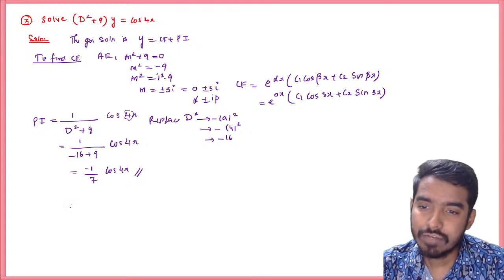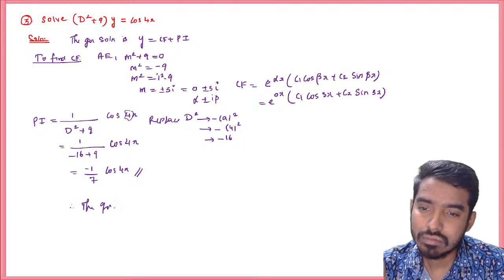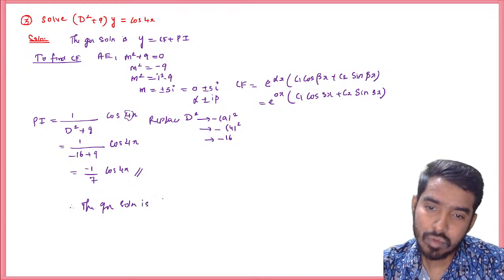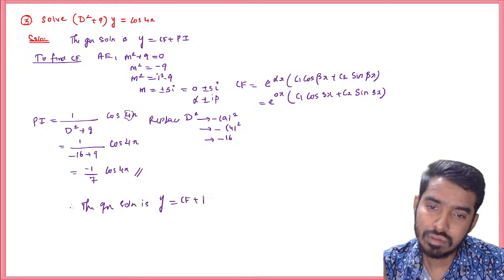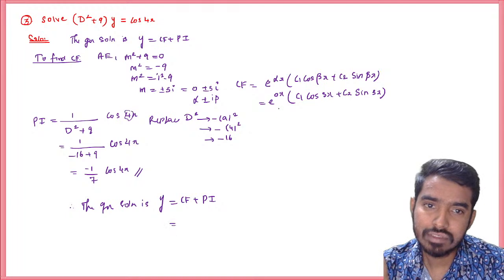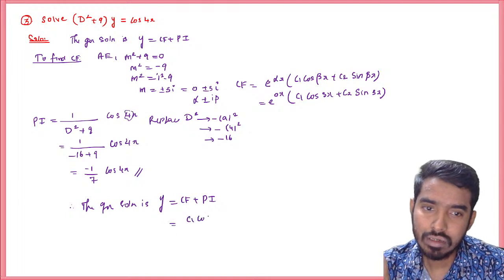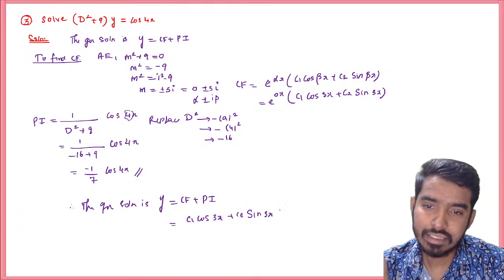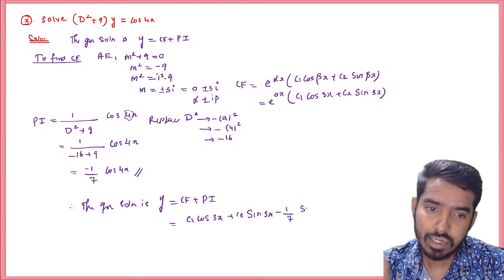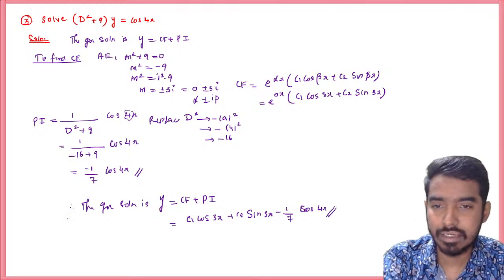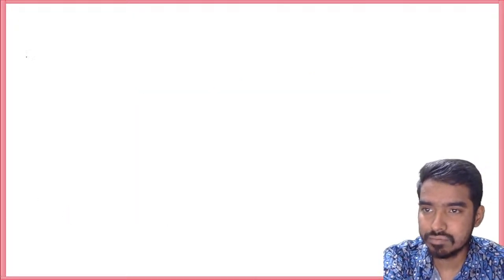Okay. So therefore, the general solution is y is equal to CF plus PI. CF is C1 cos 3x plus C2 sin 3x, and PI is minus 1 by 7 cos 4x. This is your solution, right? So we'll move on to the fourth problem.